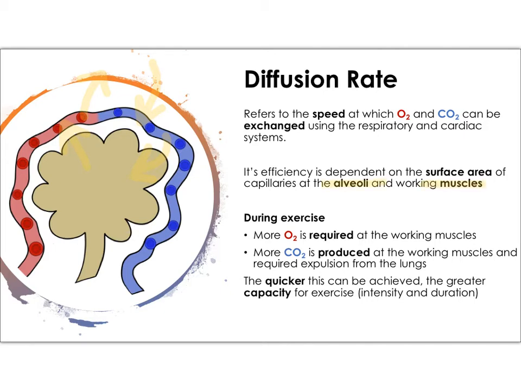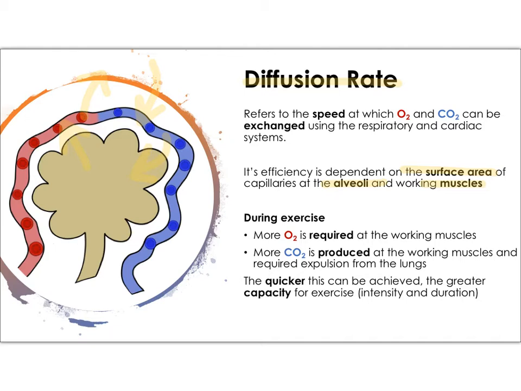If you have an excellent network of capillaries, so you're fit and healthy, you do lots of aerobic activity, and you have grown more capillaries around the outside of the alveoli, you will have a greater surface area for diffusion. If you've got more places where diffusion can occur, then the diffusion rate in itself will increase, because you will be more efficient. You'll be able to exchange that oxygen and that carbon dioxide a lot quicker.